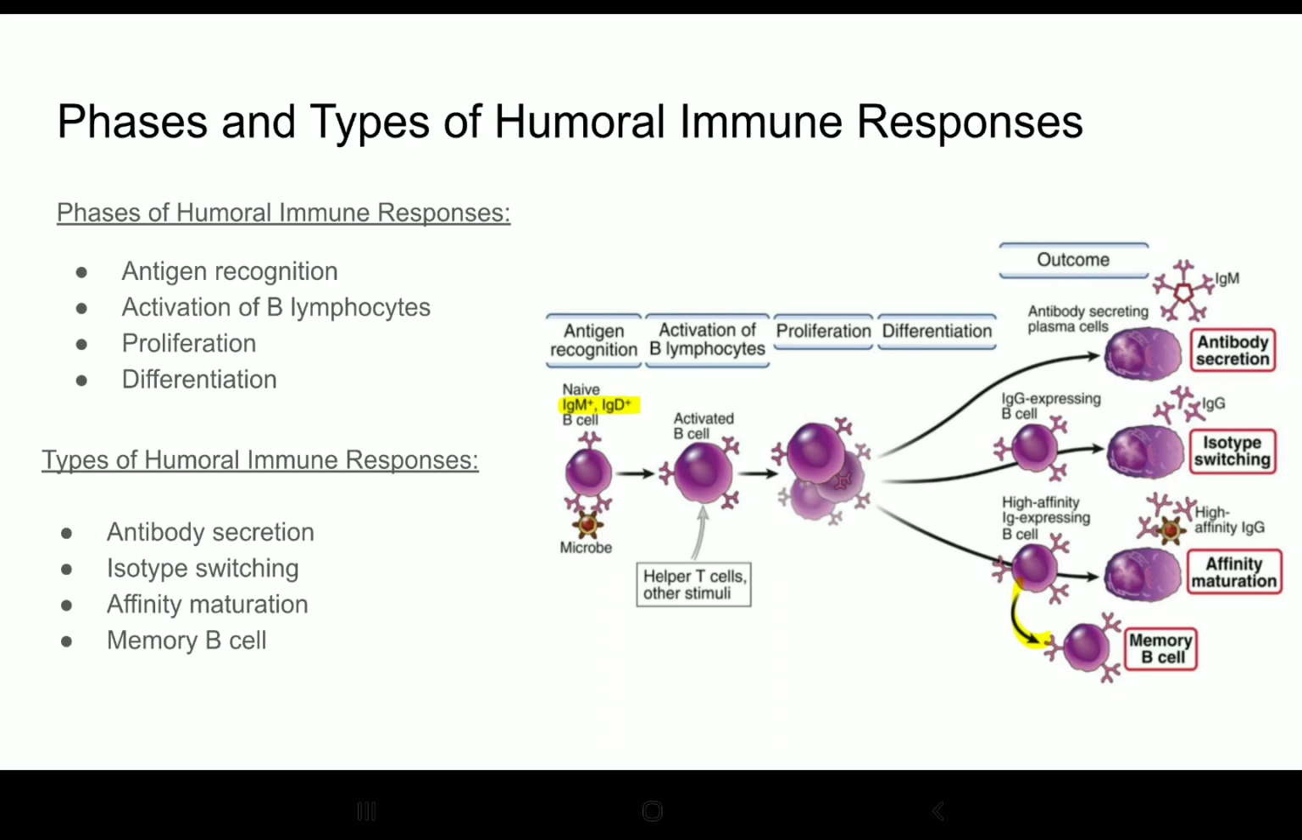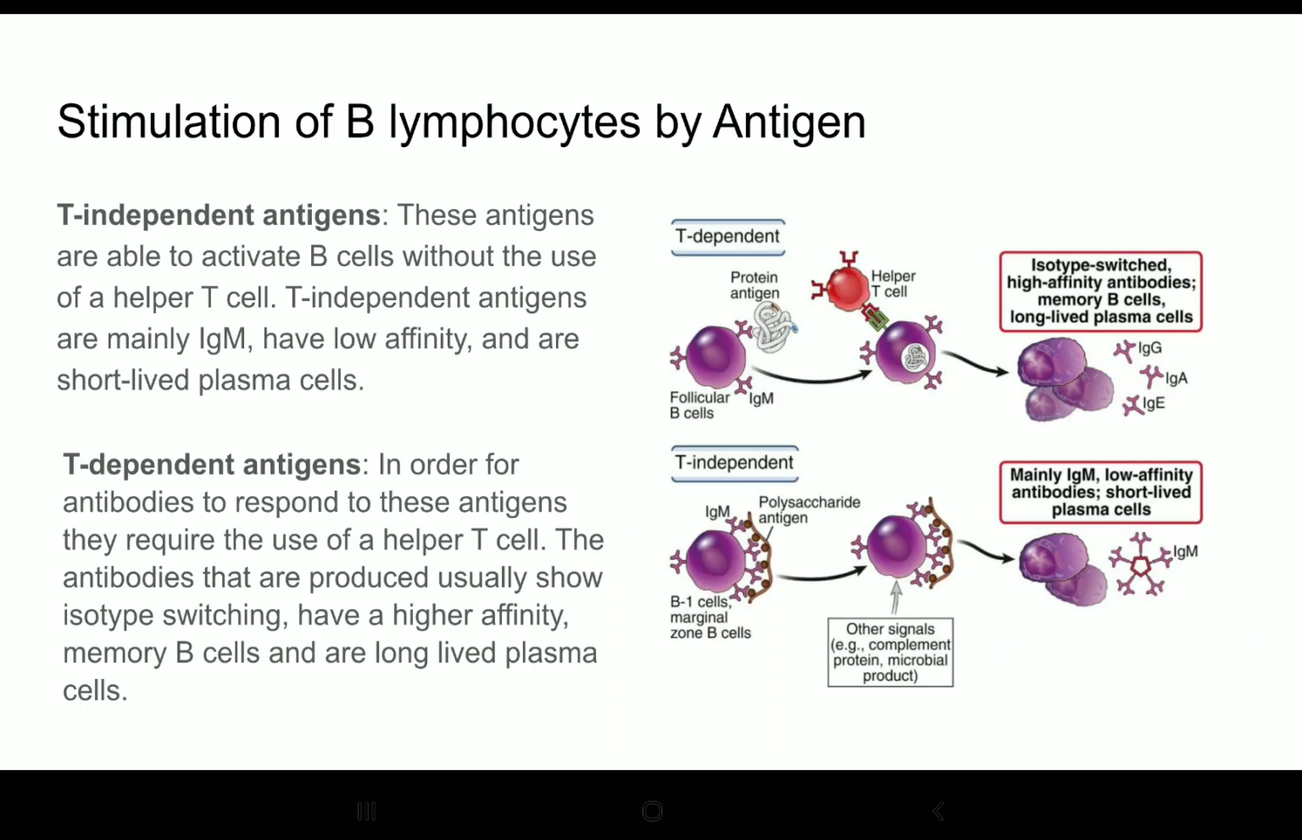Plasma cells are capable of antibody production and secretion, as well as neutralizing pathogens or marking them for other immune cells to destroy these pathogens. B cells that express IgG are capable of isotype switching, and B cells with high affinity Ig expression lead to affinity maturation. After the infection has been cleared, B cells become memory B cells that are able to have a faster and more effective response when re-encountering the same antigen.